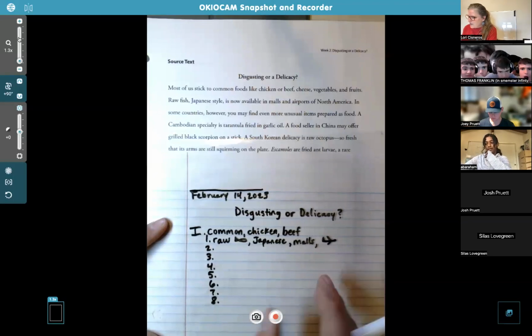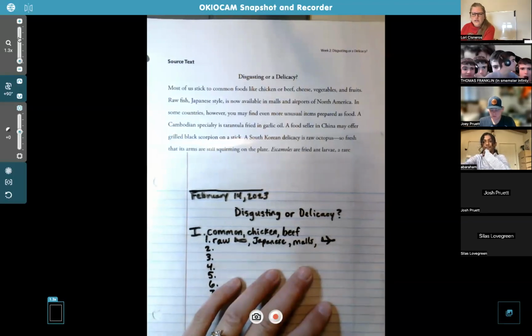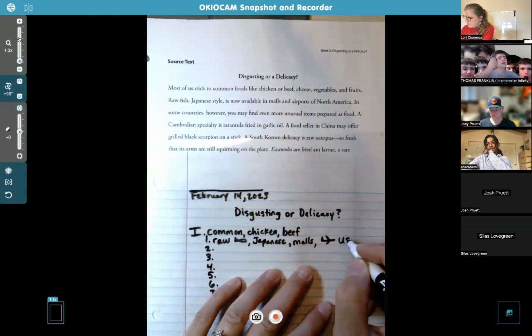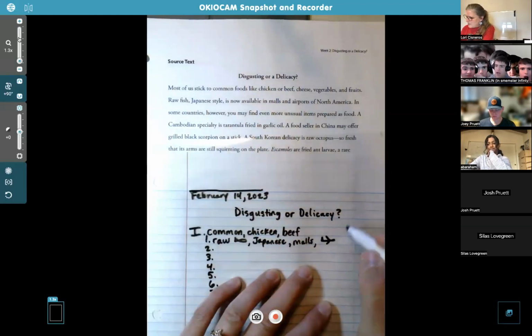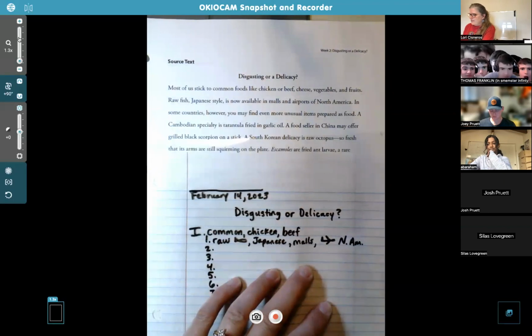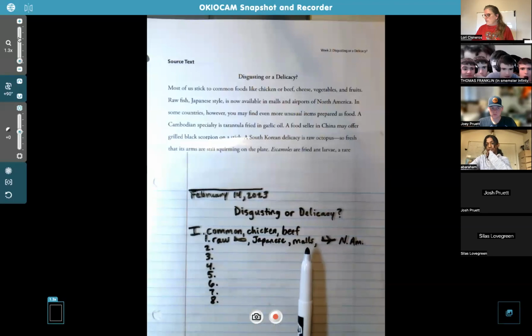Anything else we could add to this? Like maybe another symbol or abbreviation? NA for North America. Yep, we could do that. Or we could put USA. But North America isn't just the USA. It's like USA and Canada. That's true. All right, never mind. How about N and then AM, North America? Thank you for correcting me. It does include Canada. All right. So raw fish, Japanese, and we know that's Japanese style. We find in malls and airports in North America. Good, Davinia, those are good ideas.